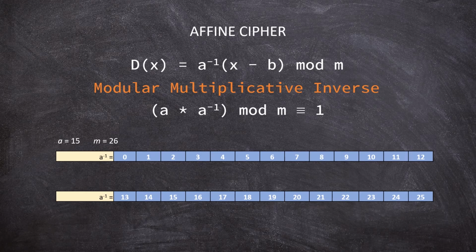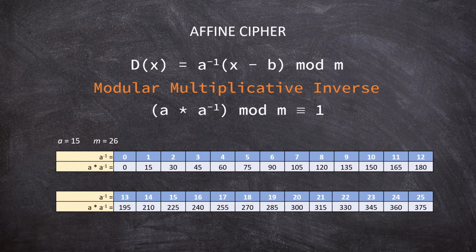And to make things easier to understand, I'll start off solving the equation by beginning with the part inside the parenthesis. Here, we multiply the value A, which in our case is 15, by each number in the table. And as you might suspect, this gives us a set of numbers that are factors of 15.